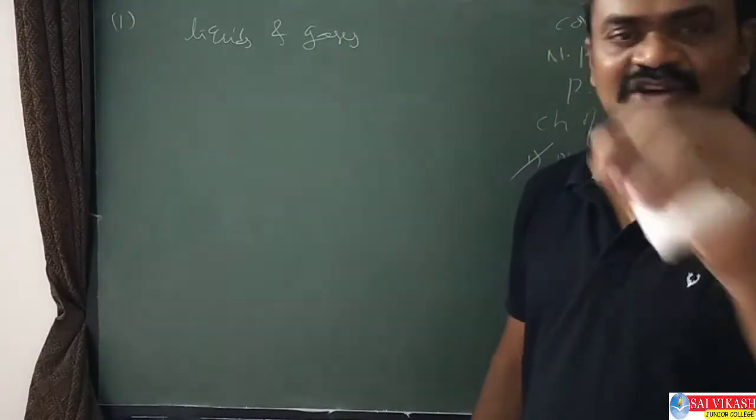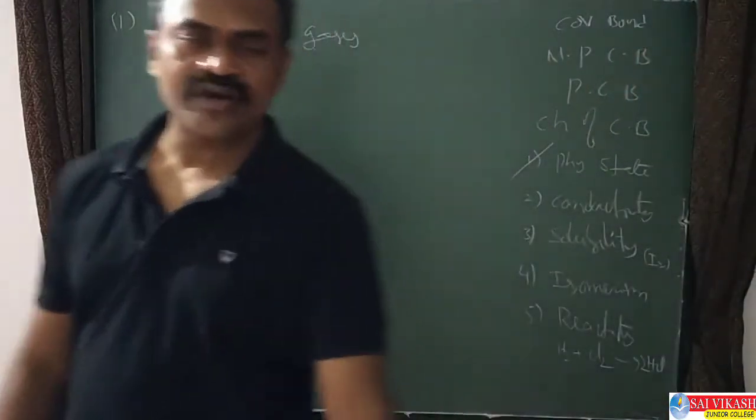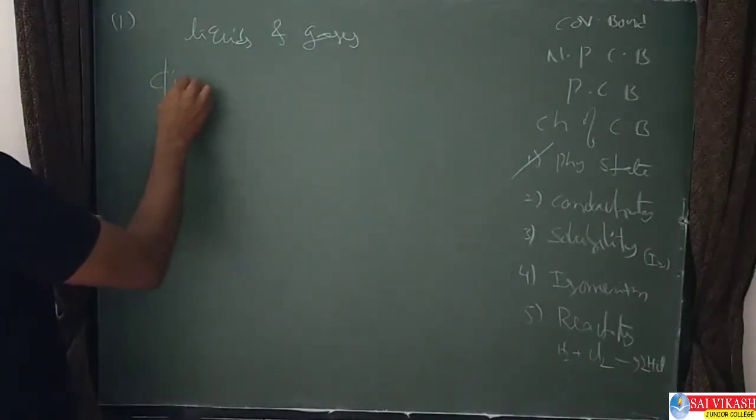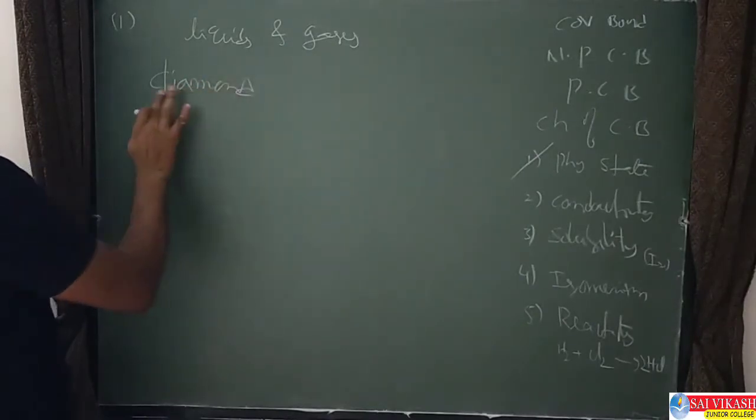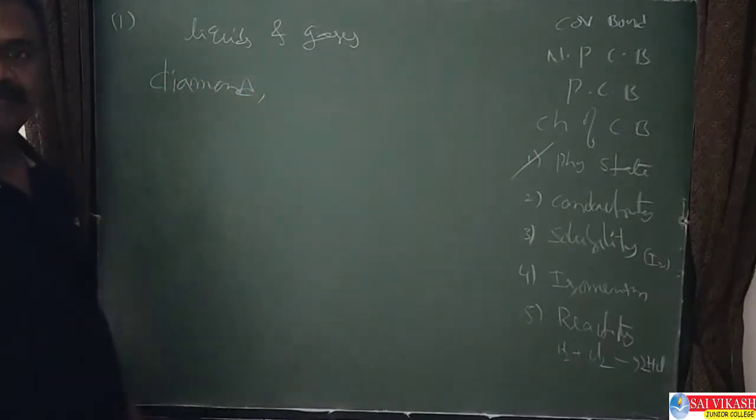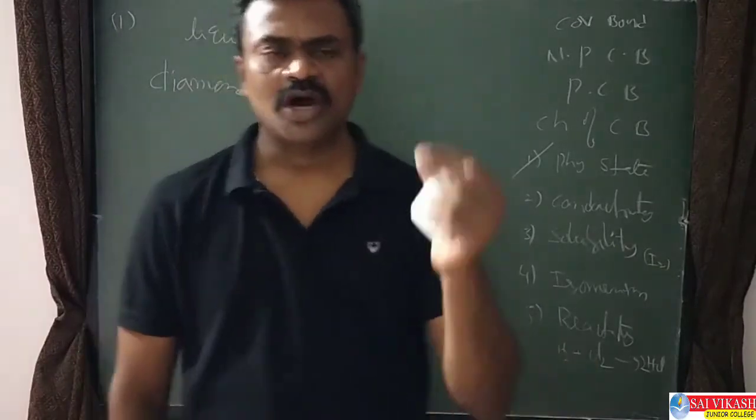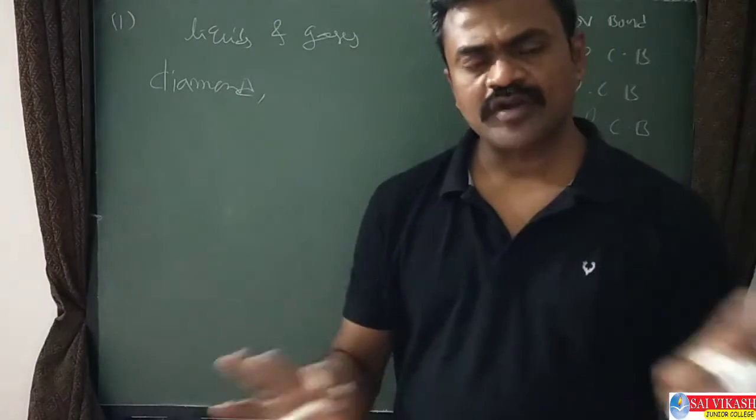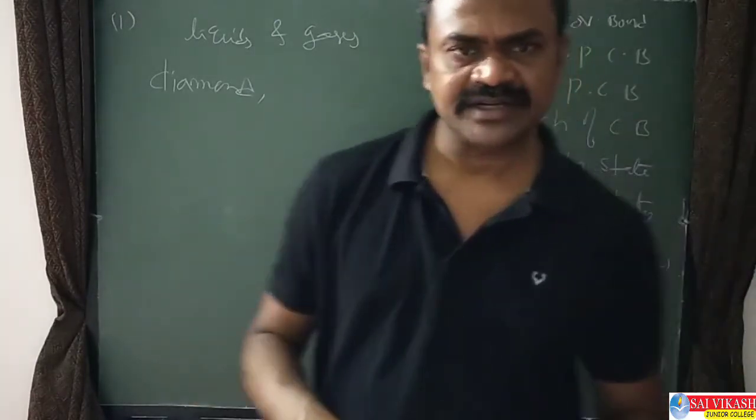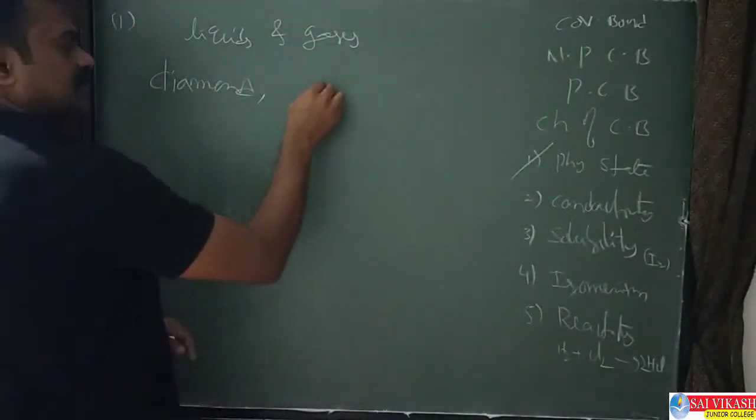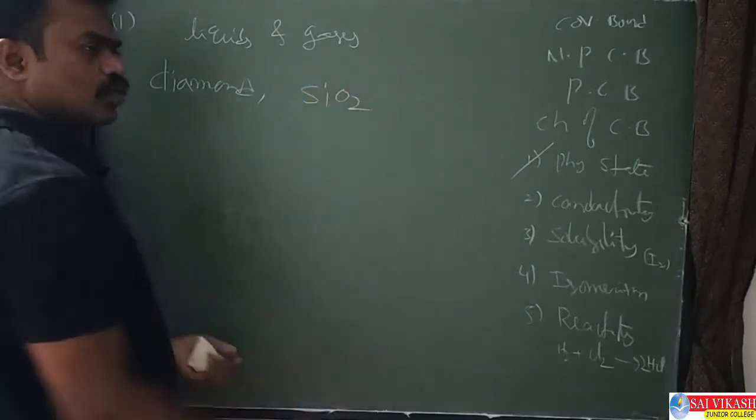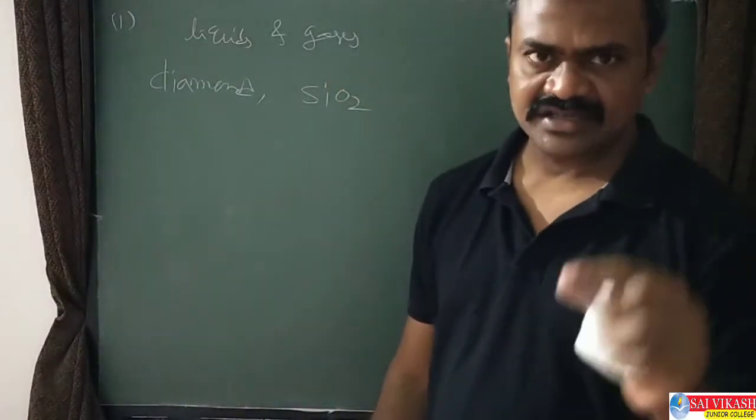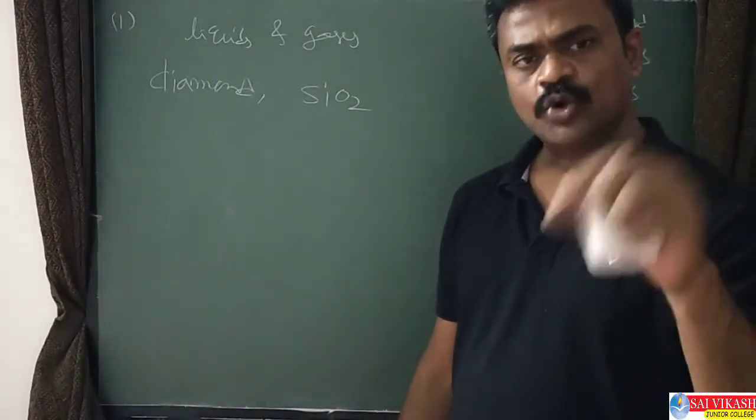Some solids are also there. Solid covalent compounds are also there. What are they? See, diamond. Diamond is a covalent compound. All carbon atoms are present in this diamond. They are all covalent bonds, but it is available in the solid state. Next, silica, SiO2. It is also sand, meaning it is in the solid state. In this case also the covalent bonds are present.